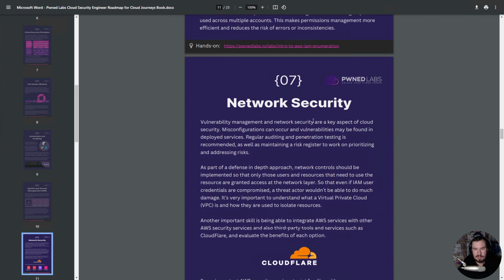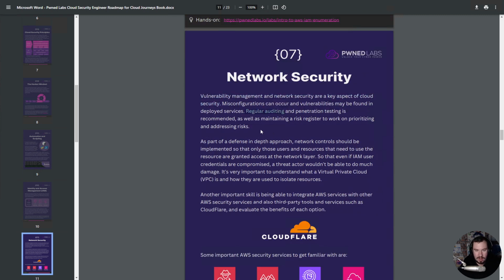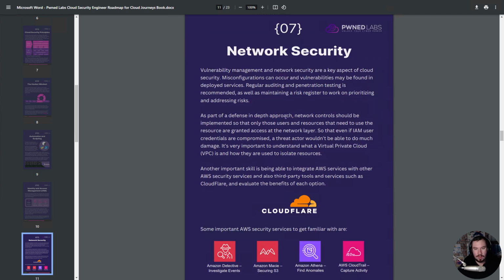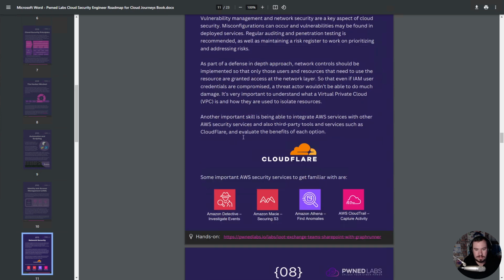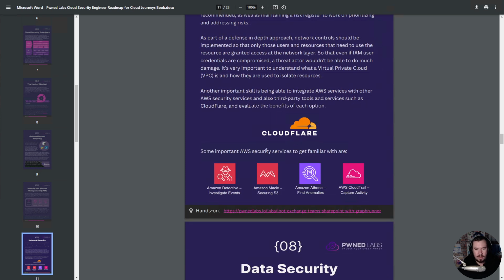We have network security. So vulnerability management and network security are a key aspect of cloud security. So similar to on-prem. Misconfigurations are the same thing. Regular auditing is important. And then, of course, our defense in-depth approach. Some important AWS security services to get familiar with. And the cool thing, y'all, about Pwn Labs is they not only have red team exercises, they also have blue team and purple team exercises.